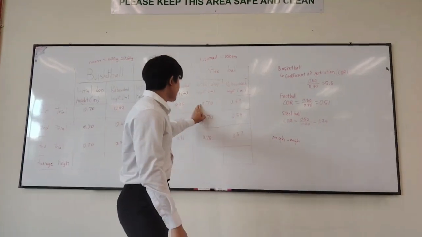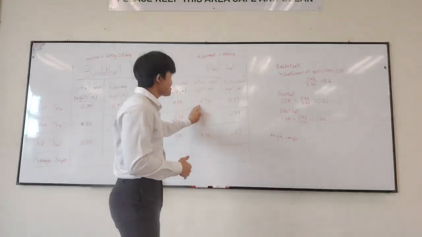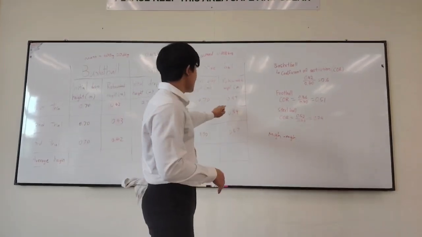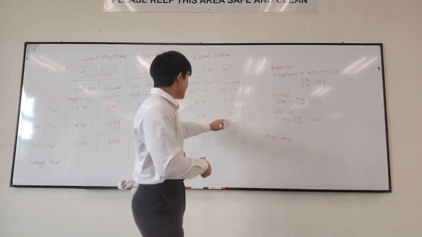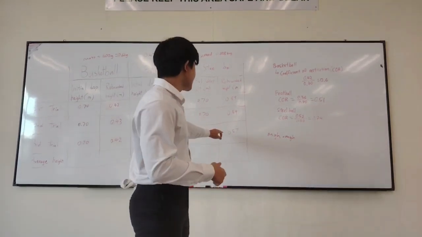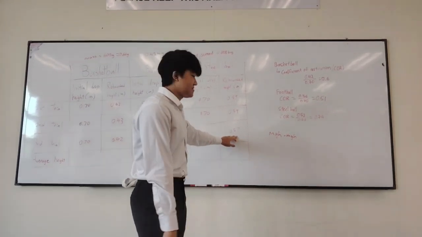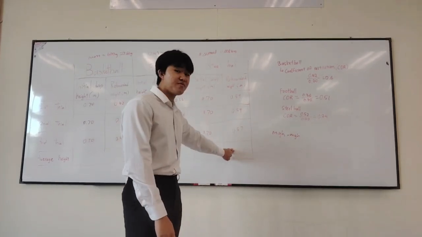For the steel ball, the initial drop height is still the same, which is 0.7 meter. And for the first trial, we get 0.59 rebound height. And for the second, we get 0.59 also. And for the last one, we get 0.57 rebound height. So we get the average rebound height is 0.58 meter.